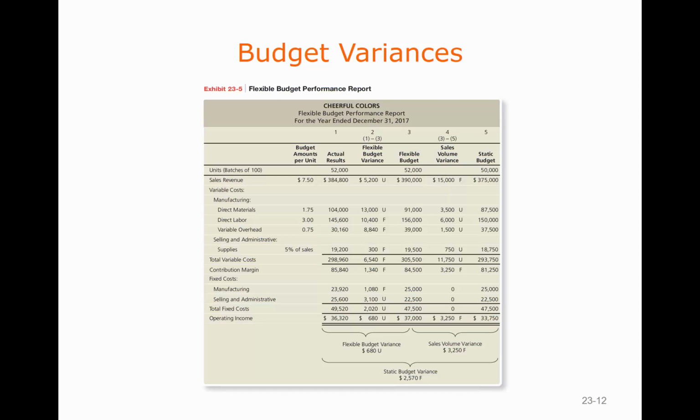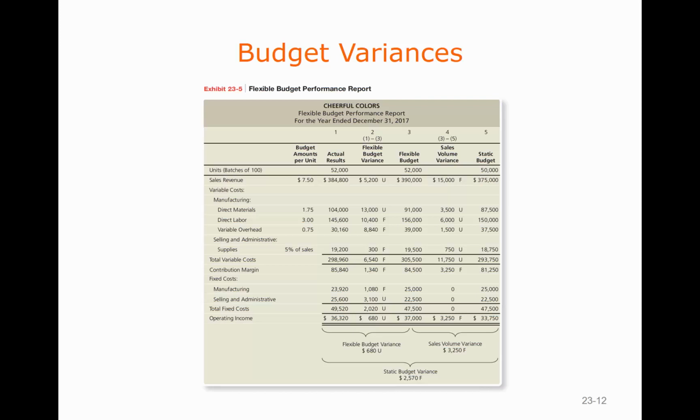The bottom line really starts to matter, the operating income line. Our actual results of $36,320 when compared to our static budget are actually an improvement. But of course it's an improvement, we sold more stuff. But our flexible budget variance says, hey, at 52,000, we should have made $37,000 in operating income. We made $36,320, so we have a $680 unfavorable variance.